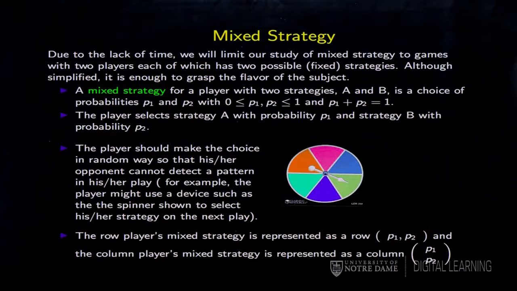The row player's mixed strategy is going to be represented as what I would call a row matrix, with P1 as the first entry and P2 as the second. P1 is the probability that they play strategy A, the first strategy, and P2 the probability that they play their second strategy in the order given. And the column player's mixed strategy is going to be represented in a column, Q1 and Q2, where Q1 is the probability that the column player plays their first strategy, and Q2 the probability that they play their second strategy.